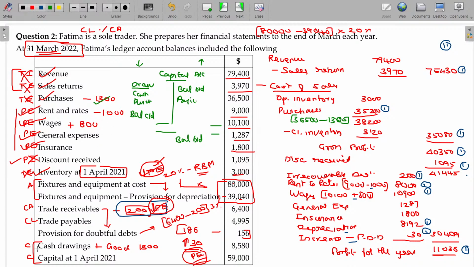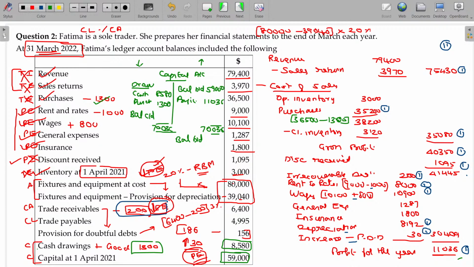Here capital. We start with 59,000 in the beginning, and there is cash drawing 8,580, and there is a drawings of goods 1,300. Profit earned we have calculated in the first preparation, so 11,036. Now if you total this, the total being 70,036.